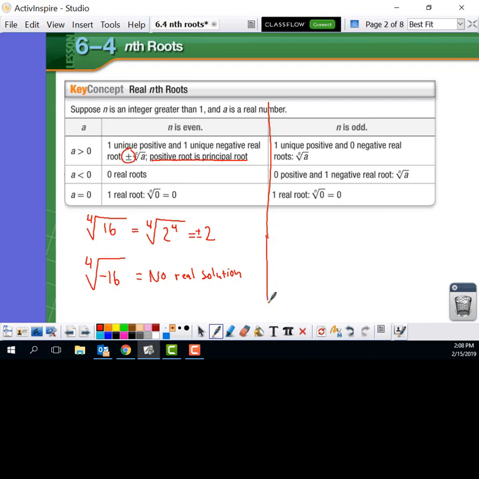Okay, if we change gears a little bit and look at an odd root, we could say the cubed root of 27. Again, pick an easy number so we can deal with this. There's exactly one number that makes this true.